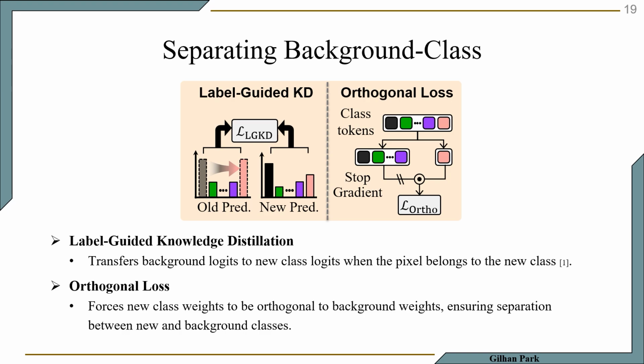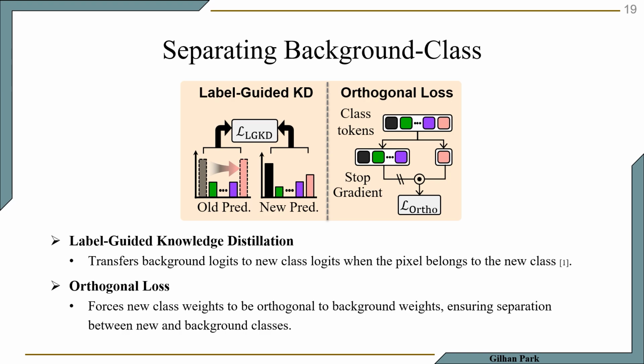It further ensures that the model clearly separates the new classes from the background by making the new class weights orthogonal, or independent, from the background weights. This creates a clear boundary between the new classes and the background, preventing overlap and confusion. By forcing the new class representations to be distinct from both the background and the old classes, orthogonal loss ensures that the model doesn't mistakenly blend old and new information.